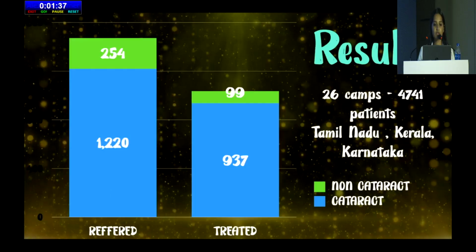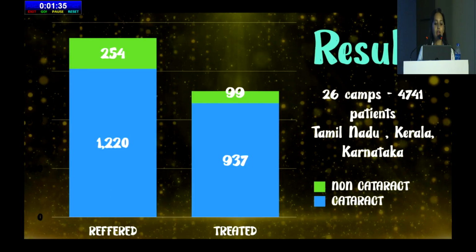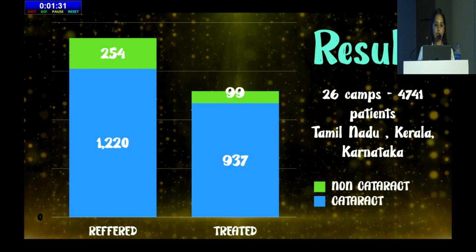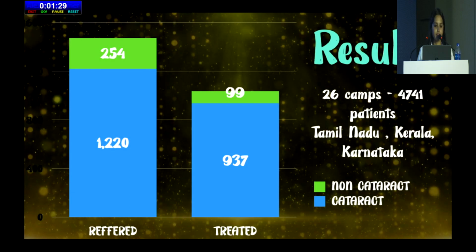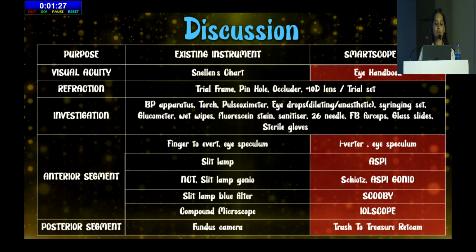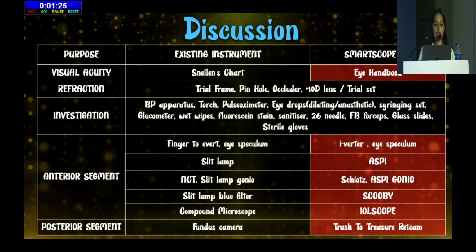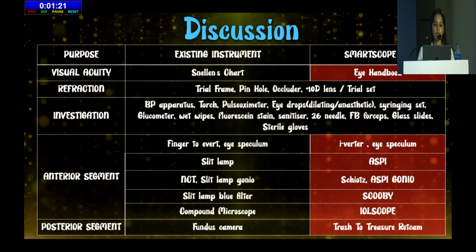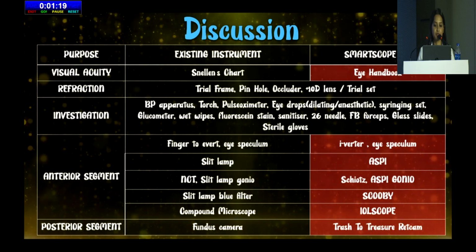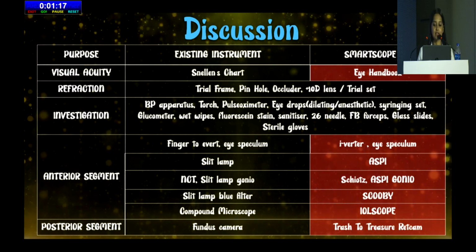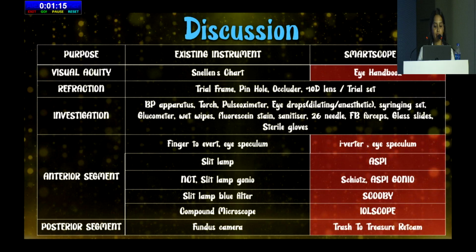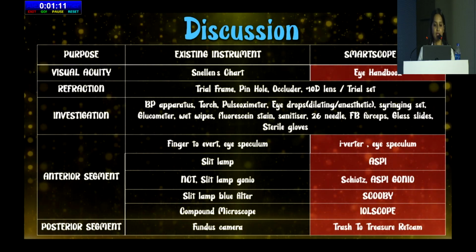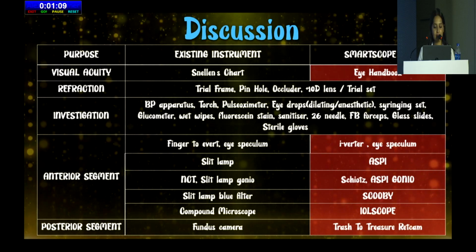Out of those 4,741 patients, we referred 1,220 cases for cataract and 254 non-cataract cases, out of which treated were 937 for cataract and around 99 non-cataract cases. So the SmartScope kit was a great alternative to the existing gold standard instruments, especially ASPE for the slit lamp, Scooby for the blue filter, IOL scope for the compound microscope, and Trash to Treasure Cam for the fundus camera, and also the eye handbook for the Snellen's chart.